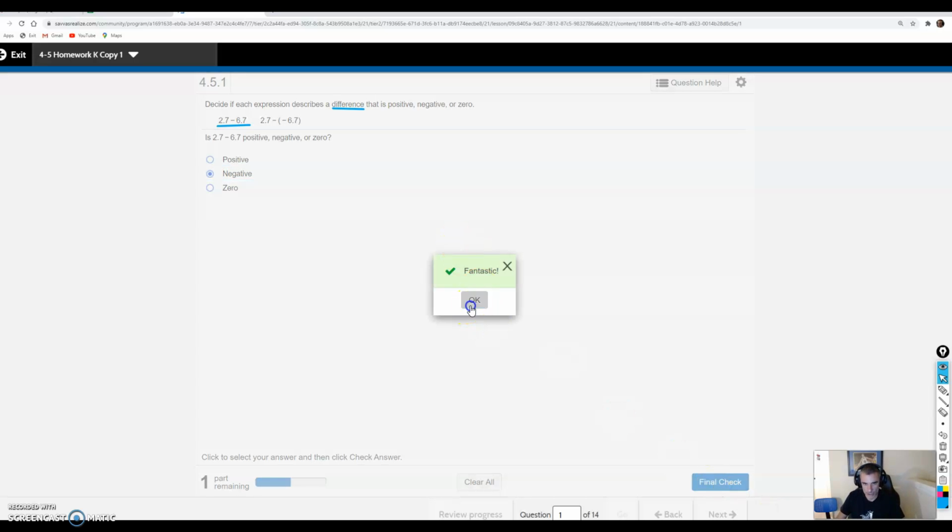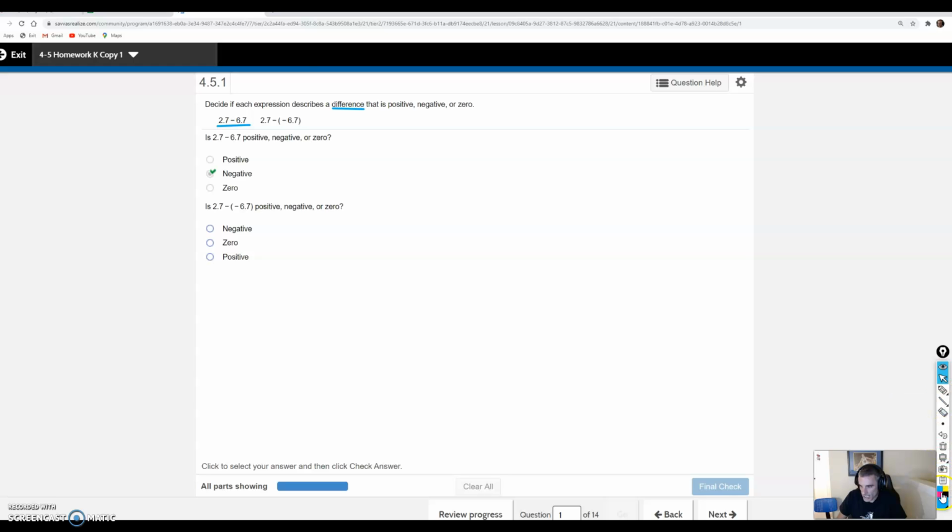Got it. All right, for the second expression, now we're looking at this one right here. We talked about this last week. We said, hey, we're subtracting a negative. So I'm going to rewrite this really quick. I have 2.7 minus a negative 6.7. And what we decided last week was that when we're subtracting a negative, we're going to take these two negative signs and make a positive symbol out of them. So I literally take this one, I move it here. I take this one, I turn it vertical, and subtracting a negative is the same as adding.